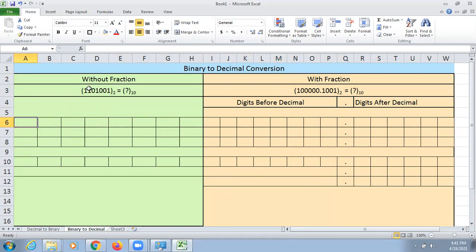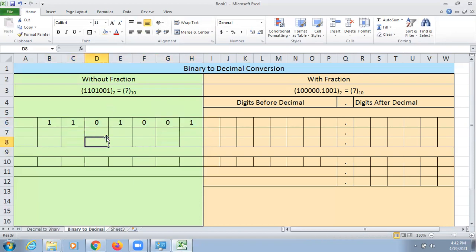So if you have to convert a binary number into a decimal number, for that you need to start writing all the digits of the number into different boxes like this, starting from the backside. 1, 0, 0, 1, 0, 1, 1. Let's adjust these numbers.